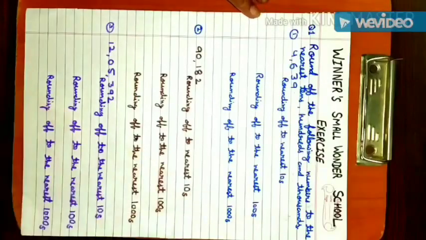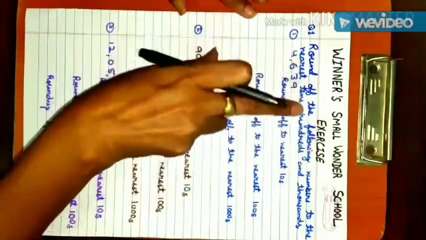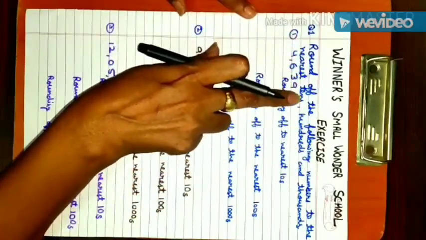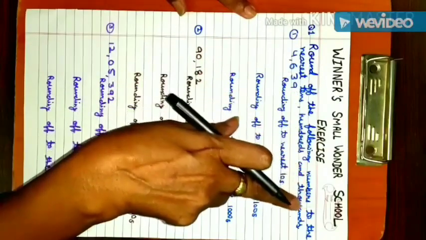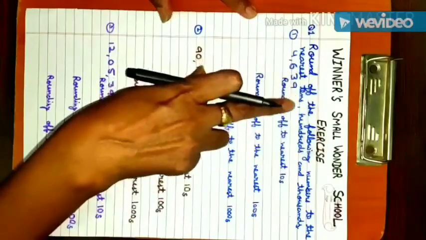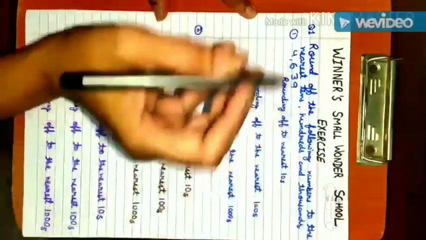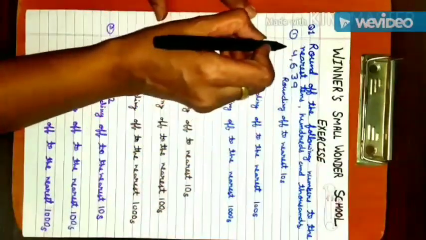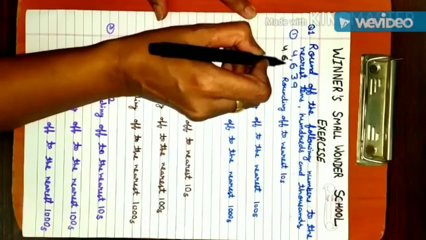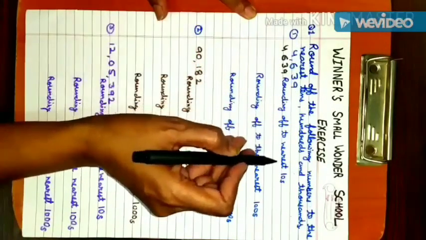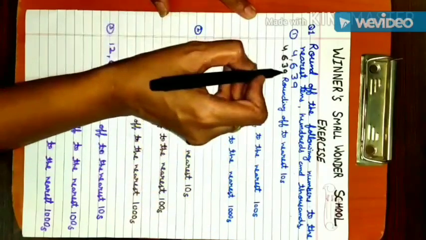Now take out your notebook and start writing. Understand this exercise. First question, round off the following numbers to the nearest tens, hundreds and thousands. The digits are 4, 6, 3, 9. So, rounding off to the nearest tens.